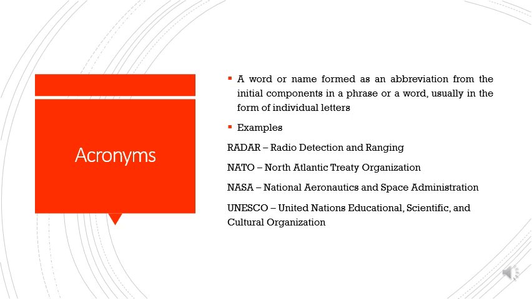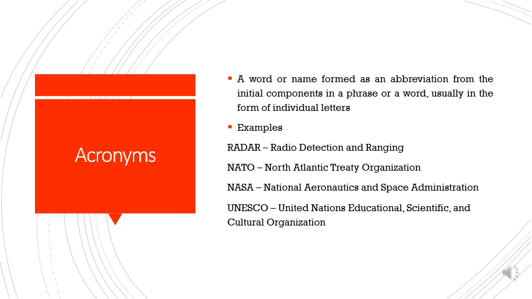The next type of word formation is acronyms. It is formed as an abbreviation from the initial components in a word or a phrase. Usually it is a form of individual letters. It should be written in the form of individual letters, but it should be pronounced as a single word. So the initial component of a word is selected, and it is written as individual letters, and it should be pronounced as a single word.